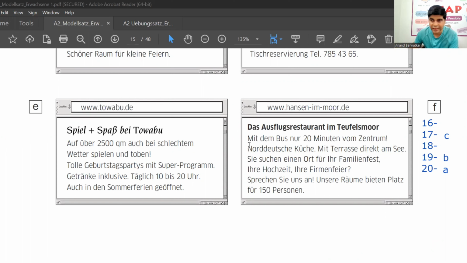Okay, now next is das Ausflugsrestaurant im Teufelsmoor. Mit dem Bus nur 20 Minuten vom Zentrum. With the bus, only 20 minutes from the city center. Norddeutsche Küche. Okay, mit Terrasse direkt am See.